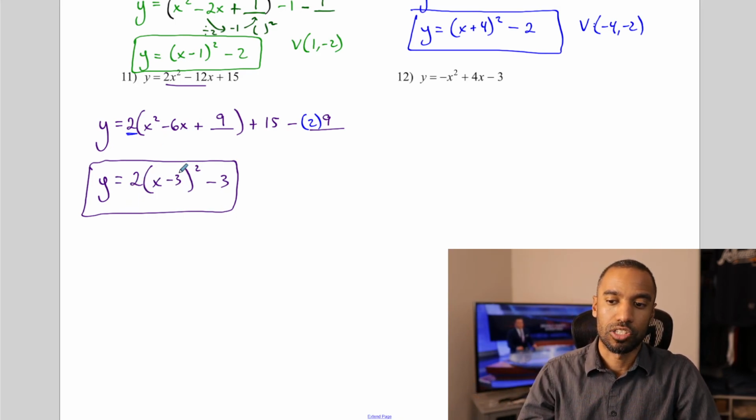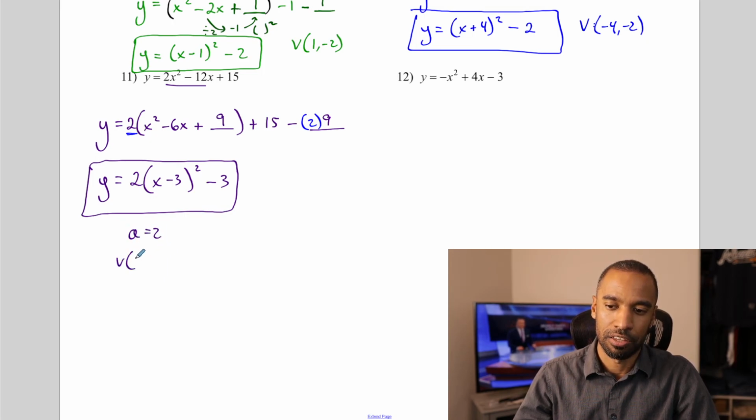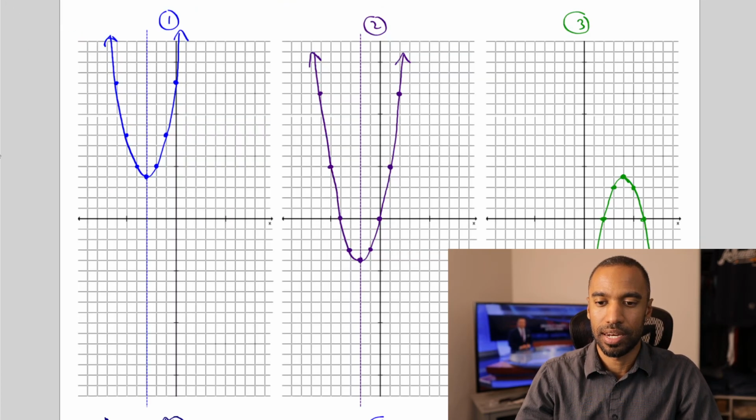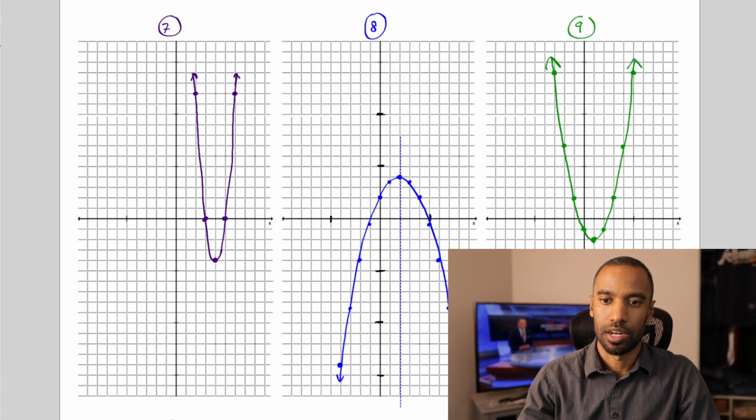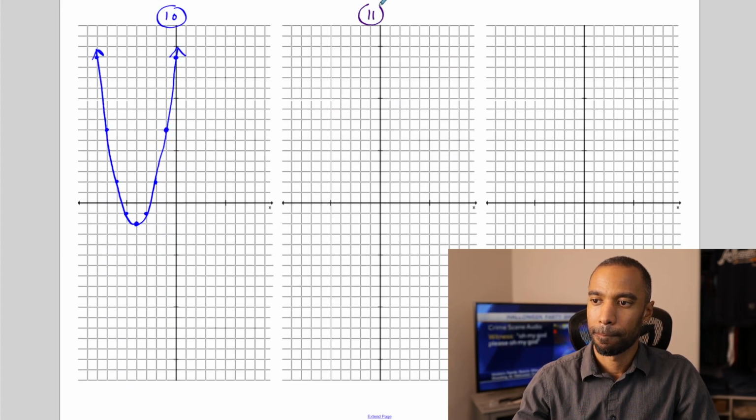We'll see. All right, so right here, we have an a value of 2. And the HK, the vertex, is at 3, negative 3. So stretch factor of 2 here. We're at 3, negative 3. Let's check it out. Number 11.